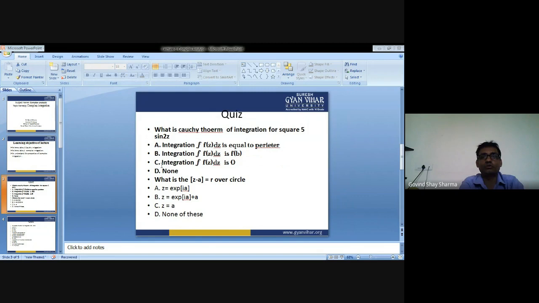What is the Cauchy theorem of integration for a square curve given, sin z? Students, this question I have discussed already. A square is a closed curve, and for a closed curve the Cauchy integral is 0. This question I also put in yesterday's video. You can see this video.